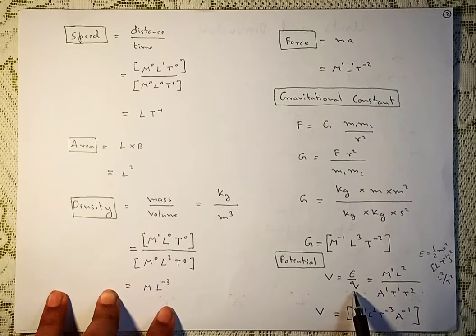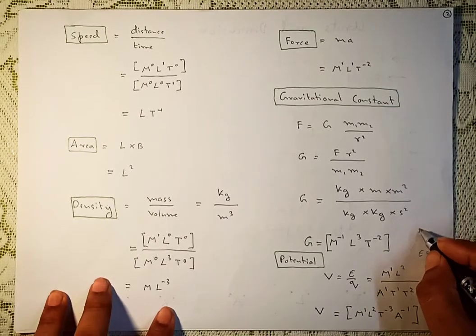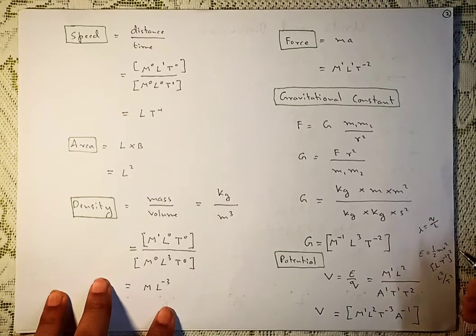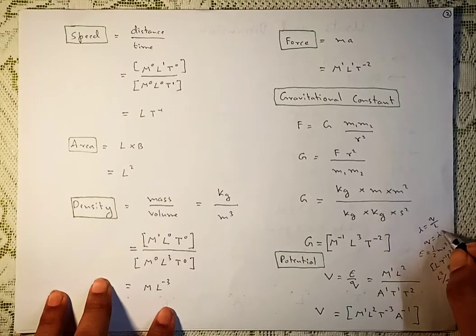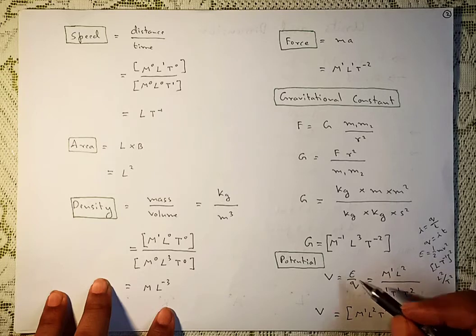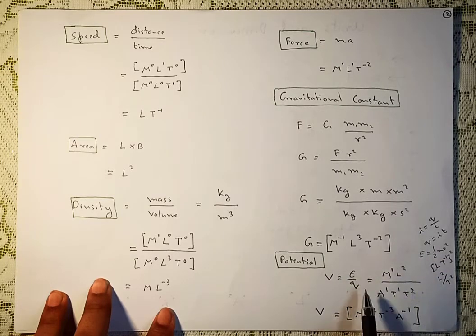This Q is given as I, current, is equal to charge per unit time. Therefore, Q can be written as IT. I has the unit of ampere A, and T is the time. So this is for Q, and this entire thing is for E. When I do the necessary calculation, I get the dimensional formula for the potential to be M to the power 1 L to the power square T to the power minus 3 A to the power minus 1.